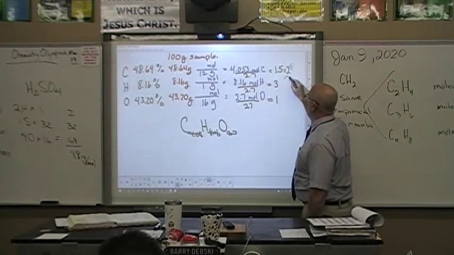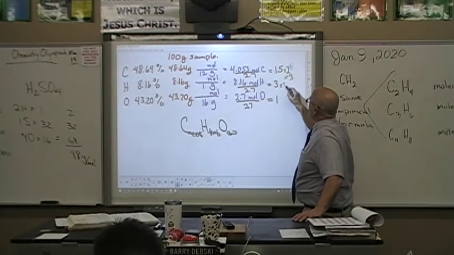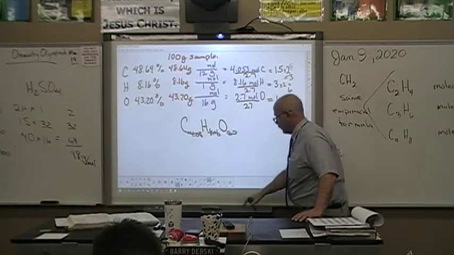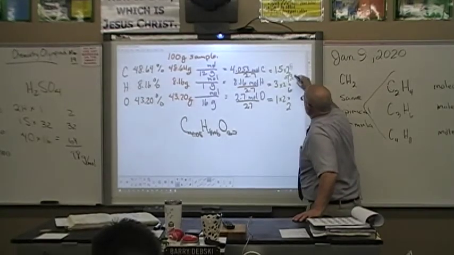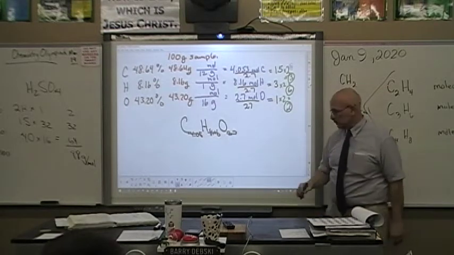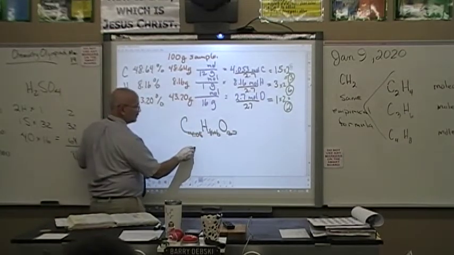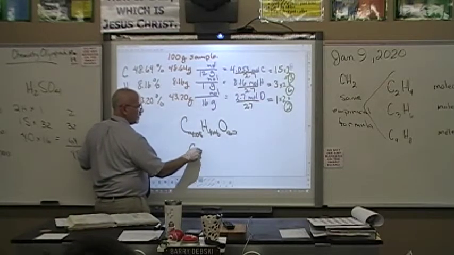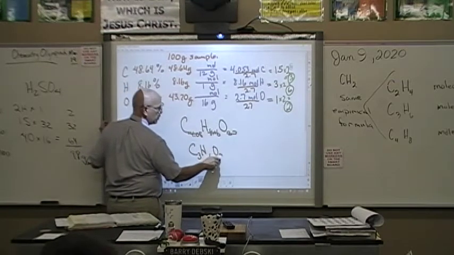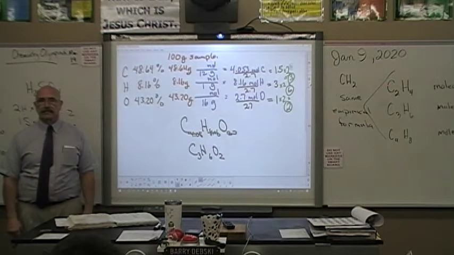Yeah, as soon as I see that 0.5, I'm looking good, okay? 3 times 2, 6. 1 times 2, 2. Okay, so here's my 3 numbers, 3, 6, and 2. They are all whole numbers now. And so now I can write my empirical formula, C3H6O2. Done.